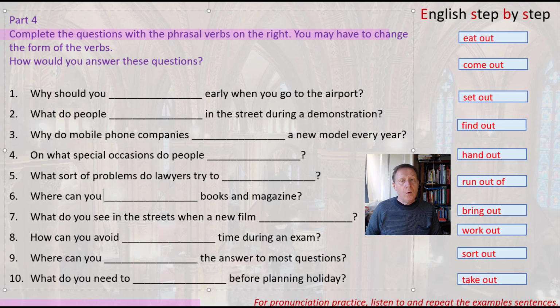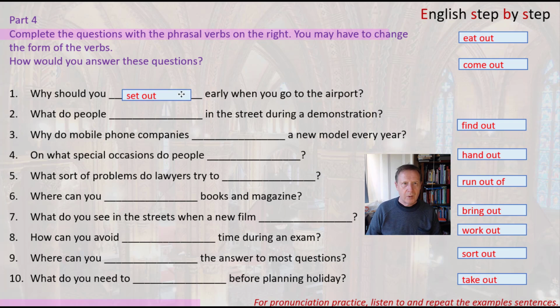Number 1. Why should you something early when you go to the airport? Well, in this case we're talking about a trip, so set out. Why should you set out early when you go to the airport? Number 2. What do people something in the street during a demonstration? Well, in a demonstration people hand out things. They hand out information. So what do people hand out in the street during a demonstration?